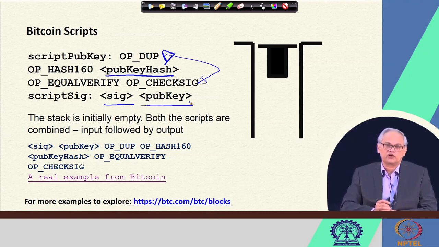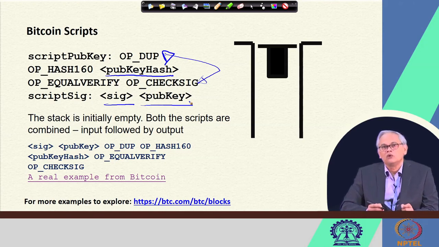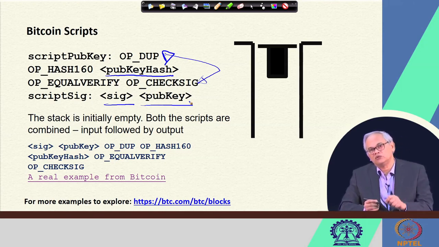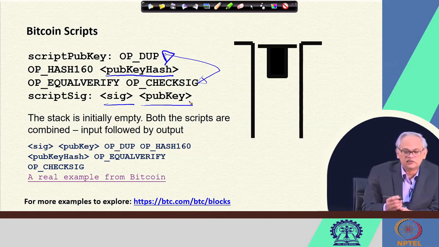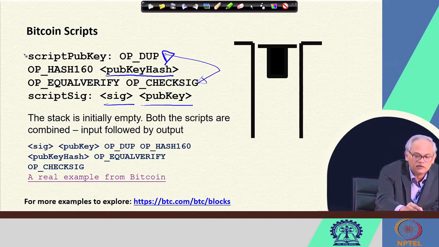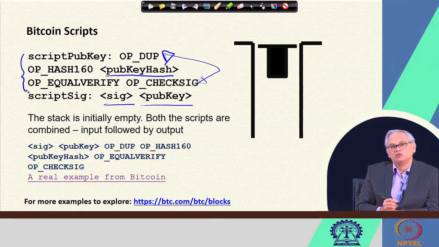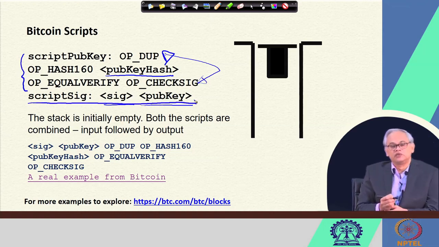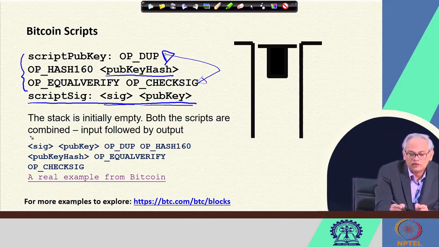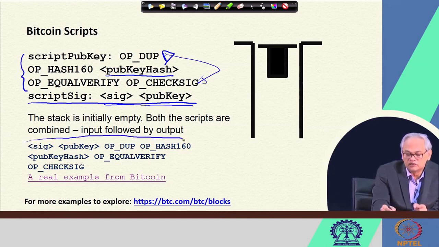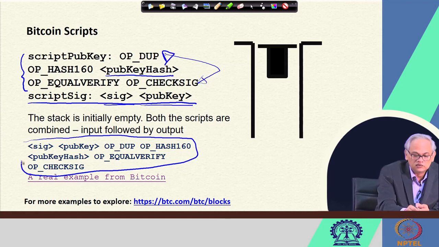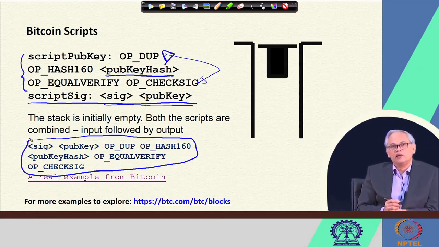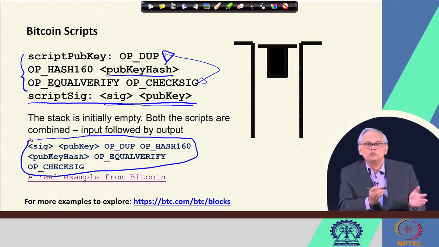So, in that context we are talking about this. Now, when Alice has sent those 40 bitcoins to Bob, Alice had sent the script pub key part. So, only this part was sent by Alice to Bob, and then when Bob is trying to claim, Bob will be using this, adding the script sig, and then these two together are now going to be processed by the stack.